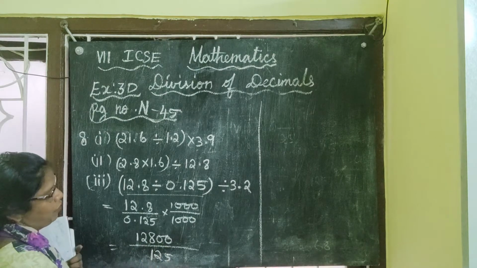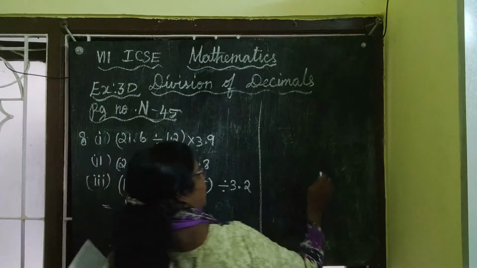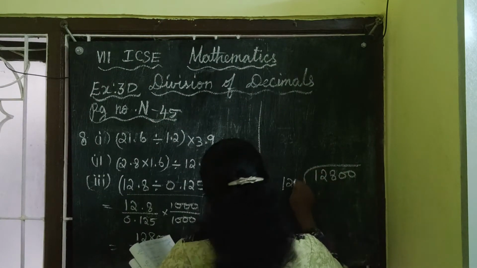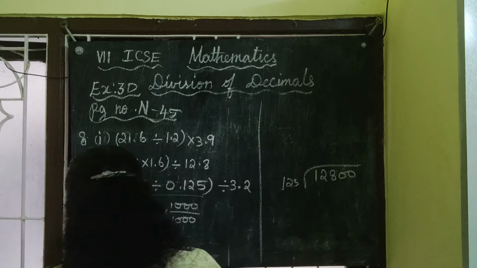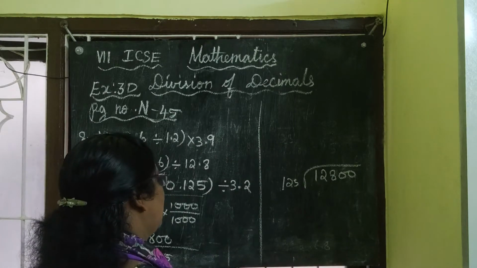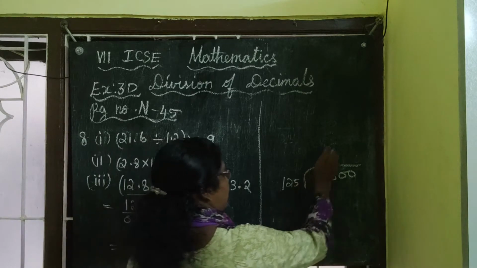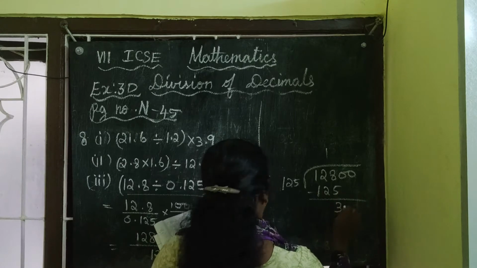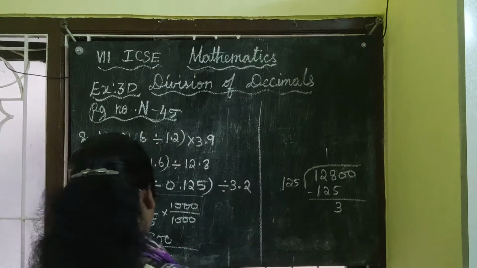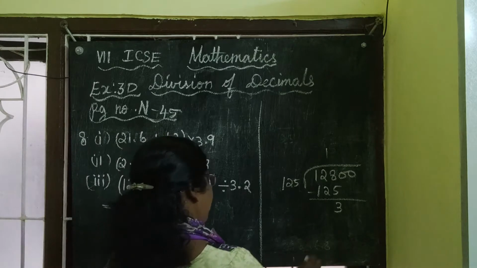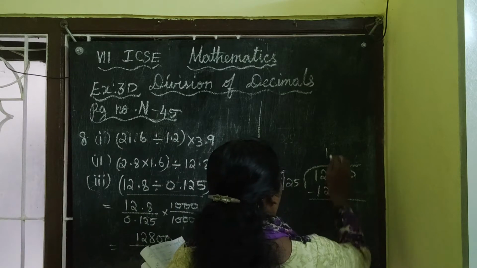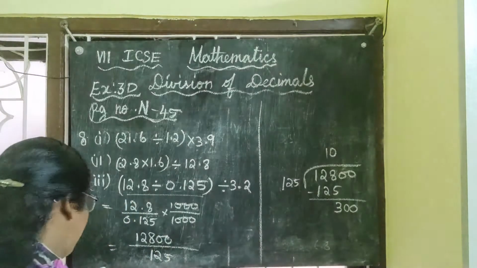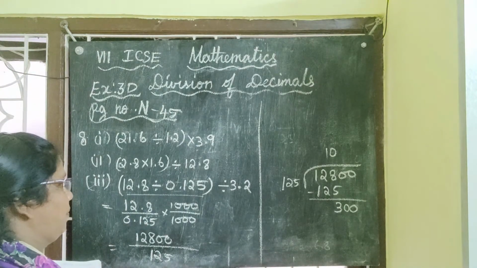12,800 by 125. We'll divide this 12,800 by 125. How many times will it go? 1 time first. 125. Then remainder 3. Then bring this 0 down. What will come? 330. It will not go. Put 0. Bring another one. So 300. In 300, how many times is it there? 2 times.